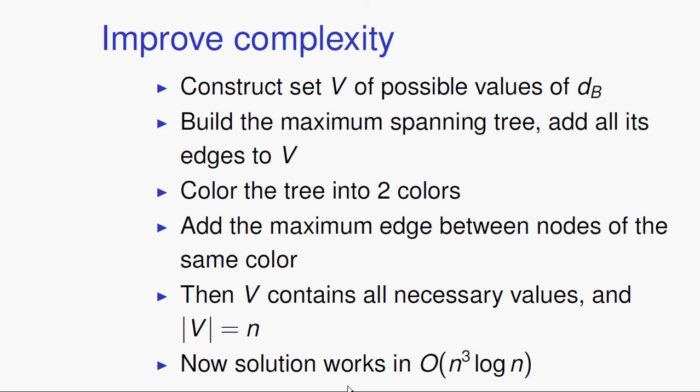So then set V contains all necessary values, and the size of the set V is linear, because there are n-1 edges in the maximum spanning tree, and we also added one edge, which is the maximum edge between nodes of the same color. So the size of set V is n. And now the outer loop is n instead of n squared, and the whole solution works in the time n to the power of 3 multiplied by log n, which is sufficient to pass the time limit.